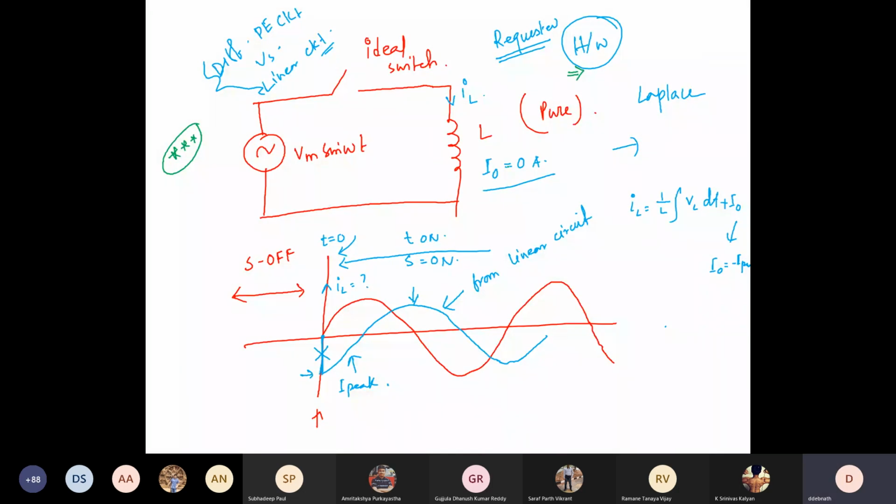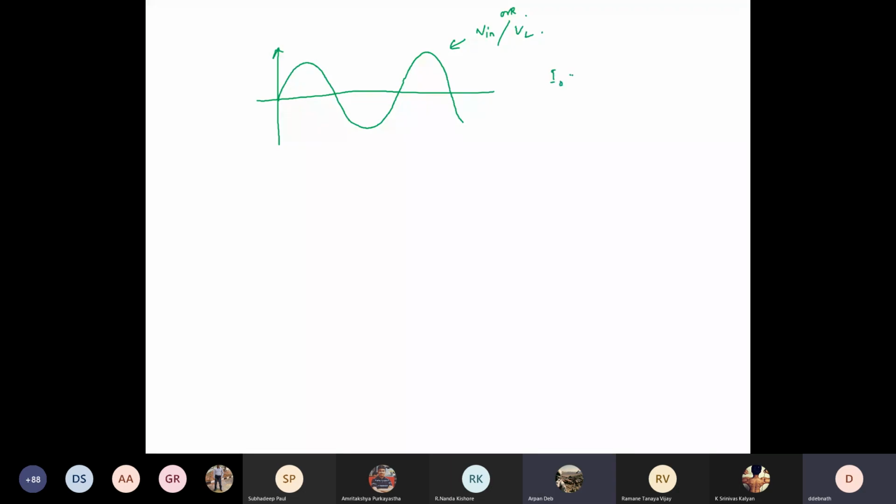So I0 is V0 by L. Let me try to draw, since I can't see properly now. If this is V0, sorry, V in or V, when the switch is on, actually both are the same. This is, let's say, V in or VL. Now tell me. So it's like Vm by omega L, whole into 1 minus cos omega t.